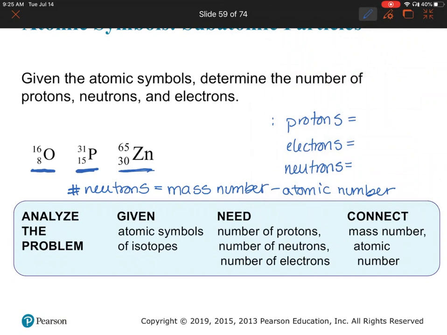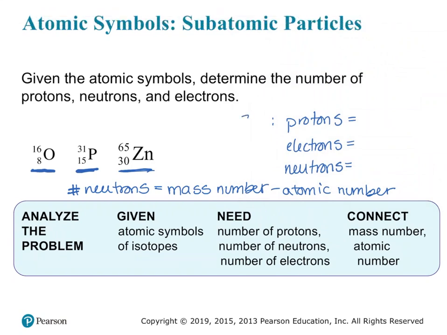And we're going to put in values for zinc. So for this isotope of zinc, we have an atomic number of 30 and a mass number of 65. So how many protons does zinc have? 30. And just like we saw before, that's also equal to the number of electrons.